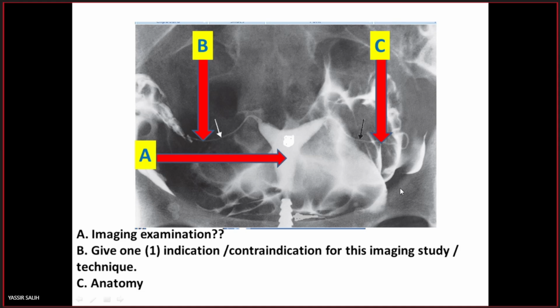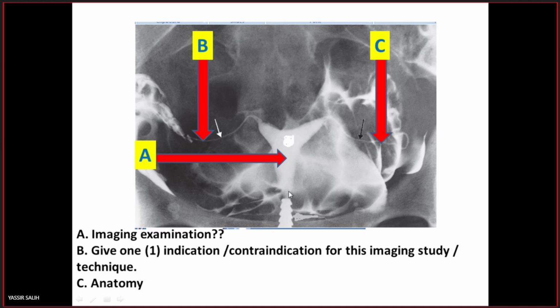This is a hysterosalpingogram or HSG. What is this? Left fallopian tube. Right fallopian tube. Yes, this structure.